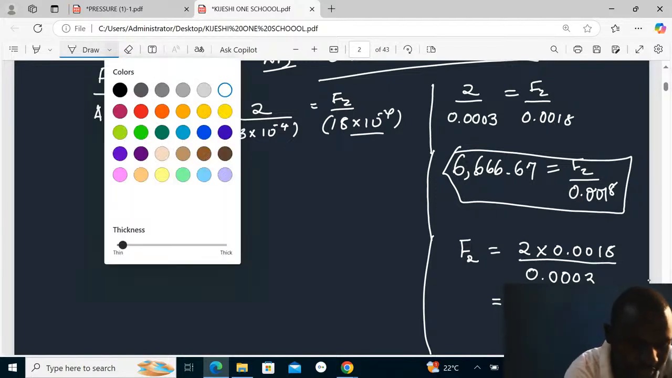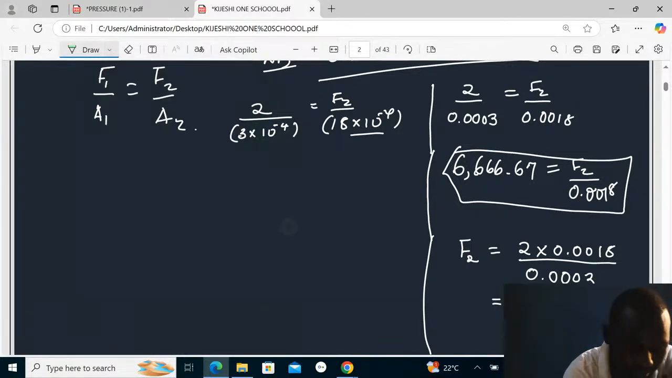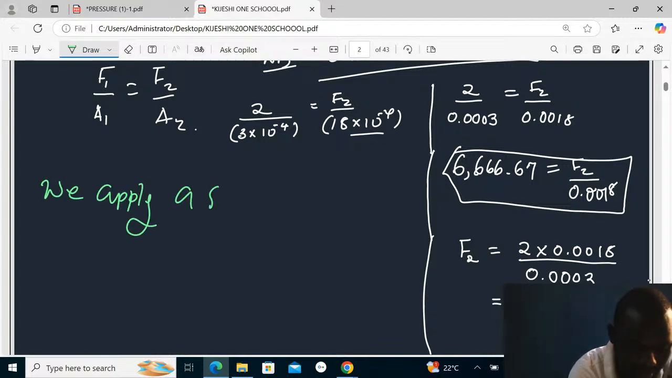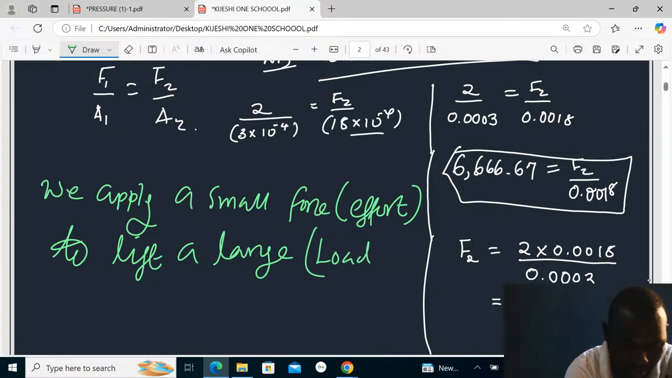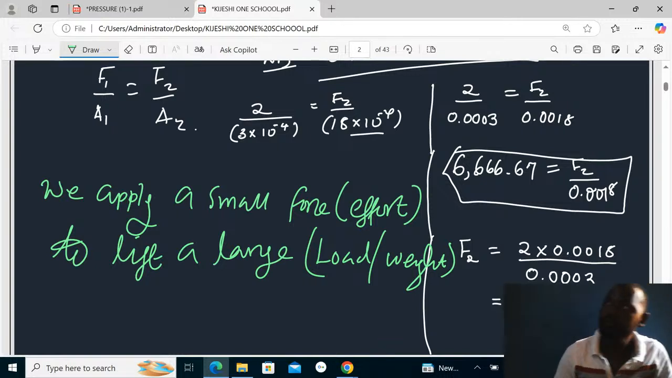So what does this one tell us? This one is bringing out to us that we apply a small force, effort, to lift a large load or weight. That is just a working example.